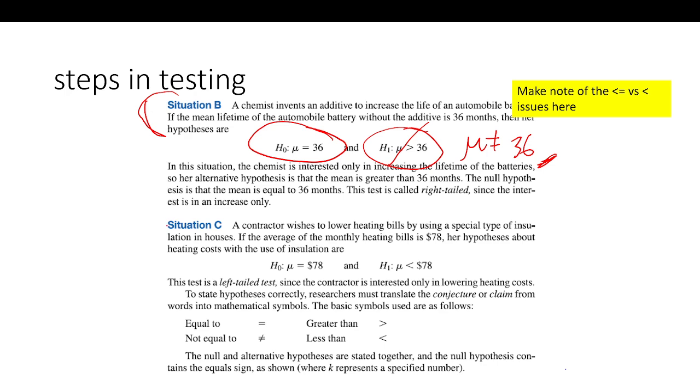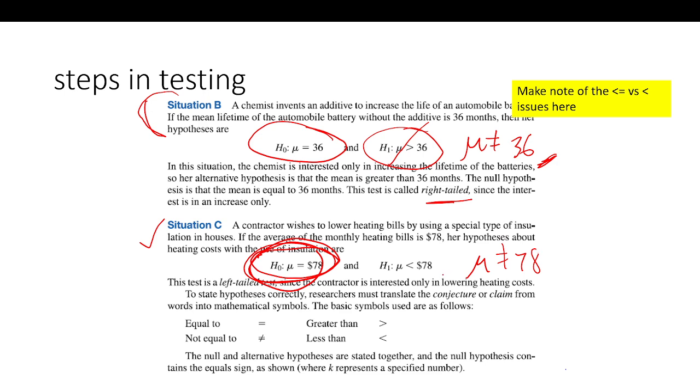Similarly, the contractor wishes to lower heating bills using a special type of insulation. If the average of the monthly heat bills is 78, the hypothesis is that they're less. So you're testing whether or not the data are equal to this. I'm not a super fan of these left and right tailed tests. They're just not as good as the not equal to. This is better as a two-tailed test.